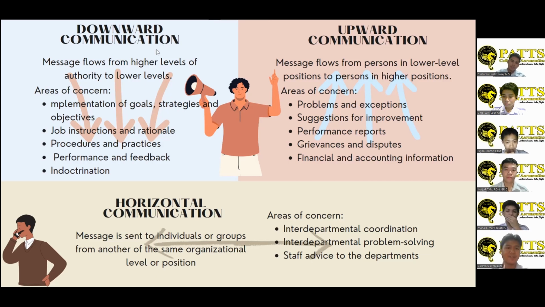So lastly, we have horizontal communication. So this is where the message is sent to individuals or groups from another of the same organization level or position. So areas of concern are interdepartmental coordination, interdepartmental problem solving, staff advice to the departments.